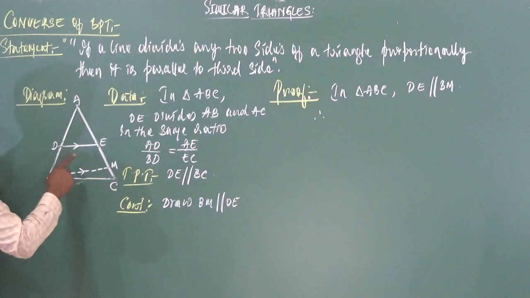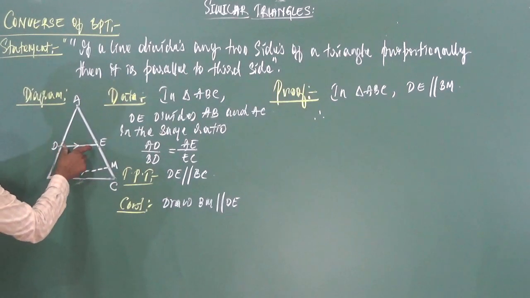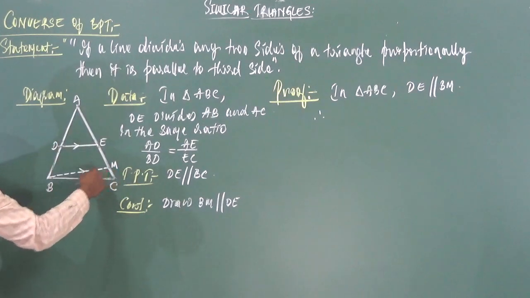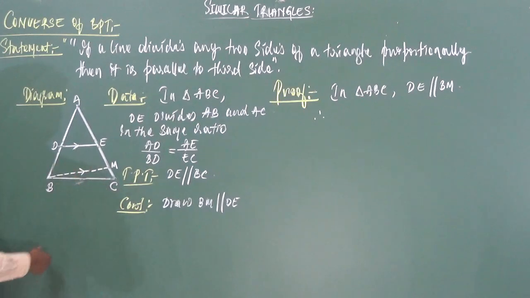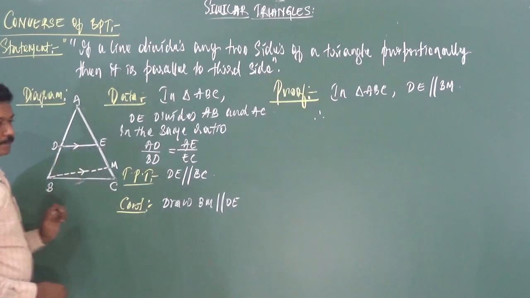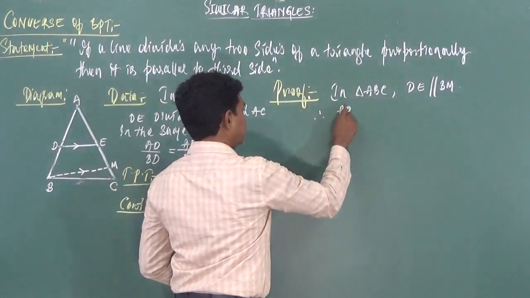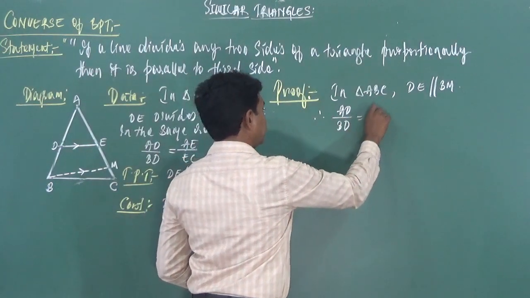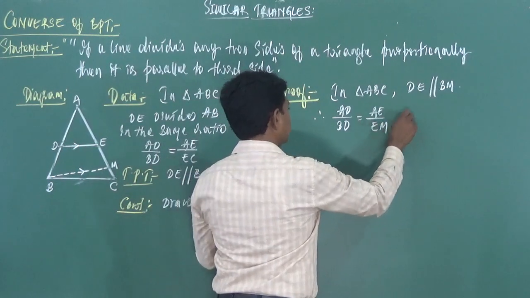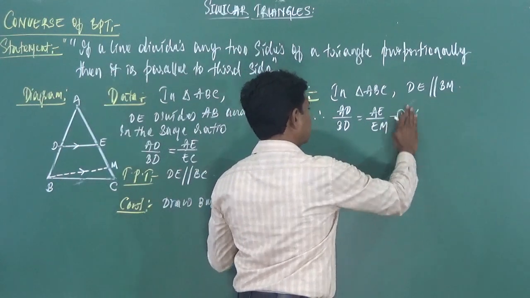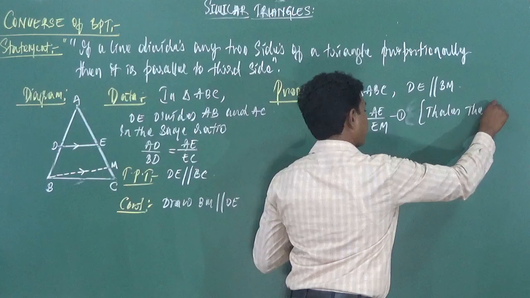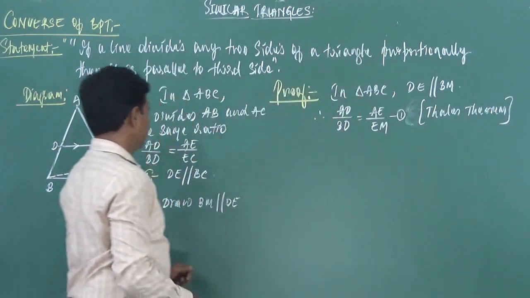We have written that. According to Thales' theorem, if a line is drawn parallel to a side of a triangle, then it divides the other two sides proportionally. So we will apply Thales' theorem. AD by BD is equal to AE by EM. Take this as equation 1. This is according to Thales' theorem.